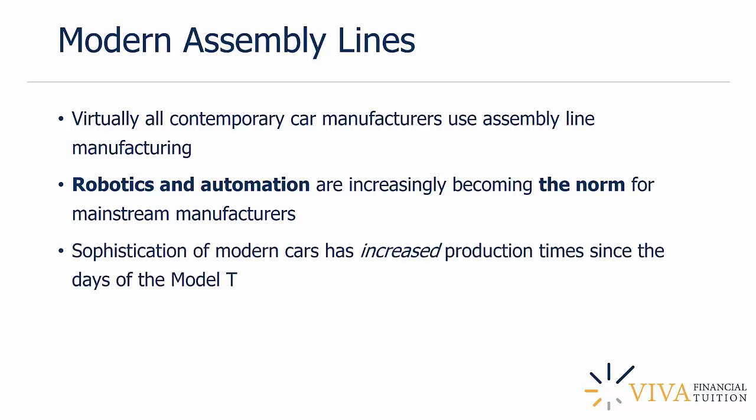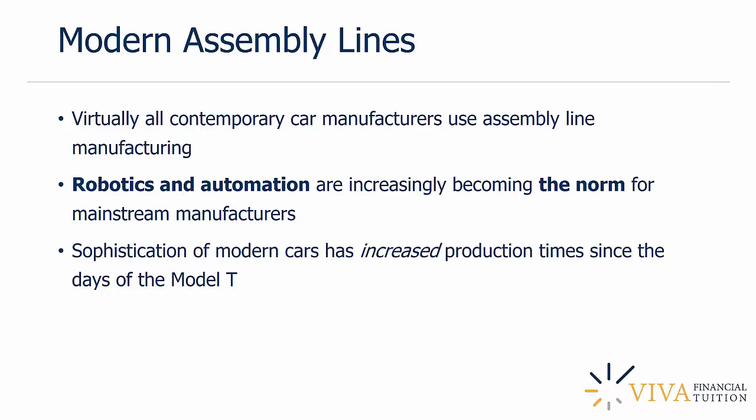Sophistication of modern cars has actually increased the production times since the days of the Model T. This is perhaps not surprising. So despite the fact that we've seen real huge advances in the automation and robotics component of the assembly line process, the sheer sophistication and detail of a modern car has actually increased the average production time.